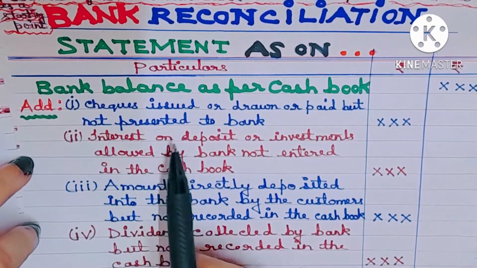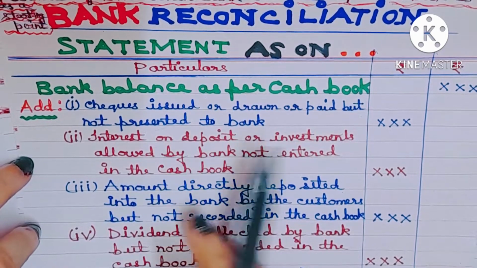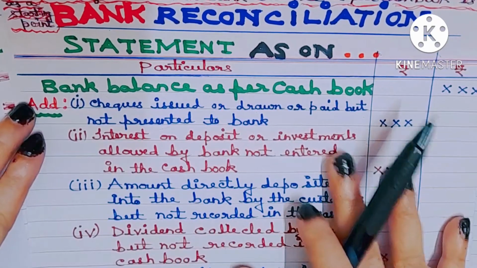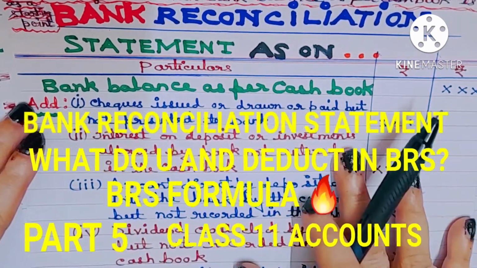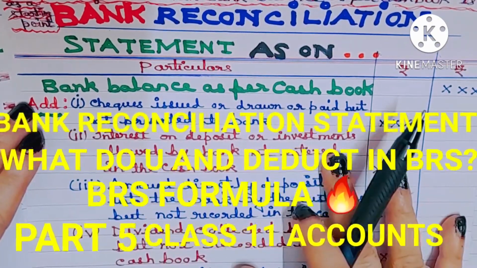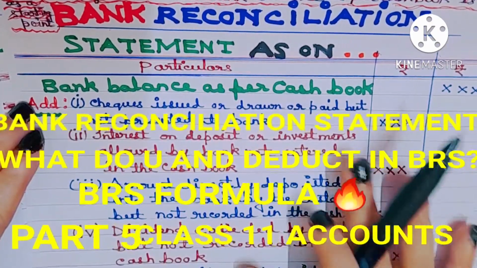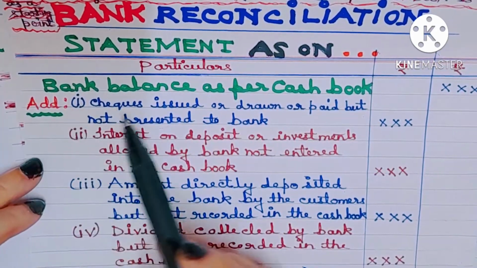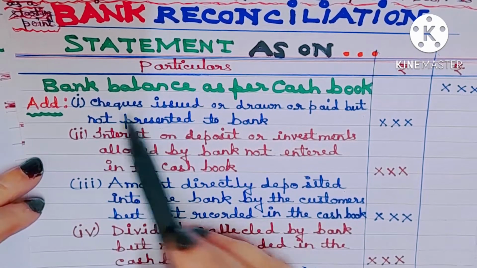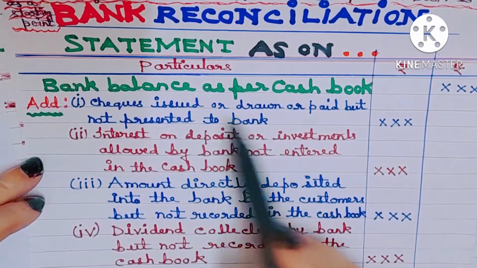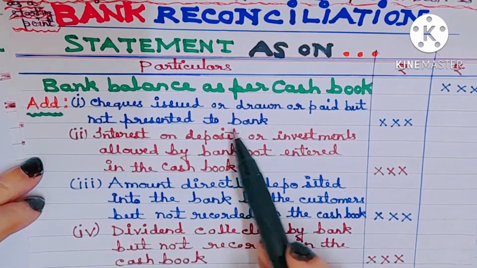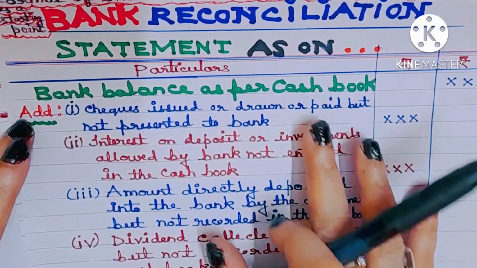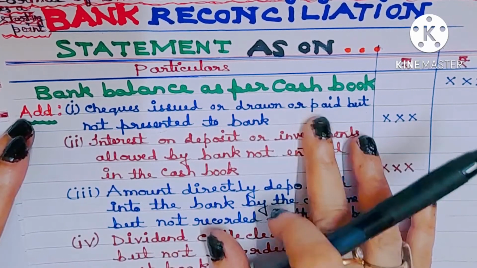See, I have prepared a chart for you people. What transaction should we add? And you'll get this chart in my video titled Bank Reconciliation Statement, What do you add or deduct in BRS, BRS formula, part 5, Class 11 accounts. So see, add. This transaction we should add. Number 1, checks issued or drawn, both mean paid, but not presented to bank. So this transaction we got to add. But we should understand why we are going to add this transaction.